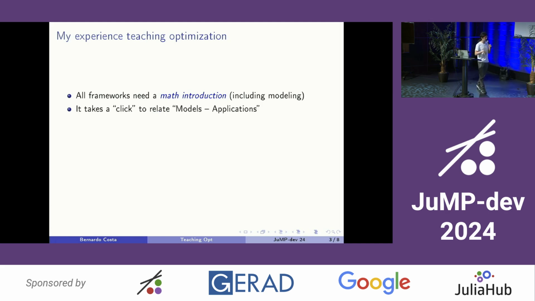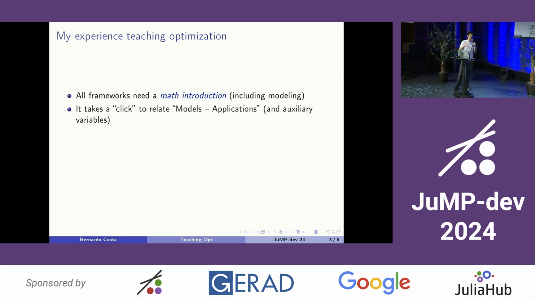From my experience, it takes a click for the students to go from the models to the applications, and especially to do something that I have seen here and appreciate very much: building up several components of a model into a bigger optimization problem and linking these things together. That's something students sometimes find very difficult. And one of the linking things is that sometimes you have to add auxiliary variables in order for your models to actually work.